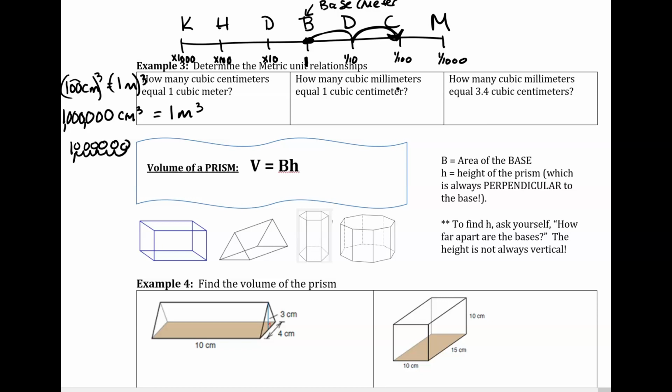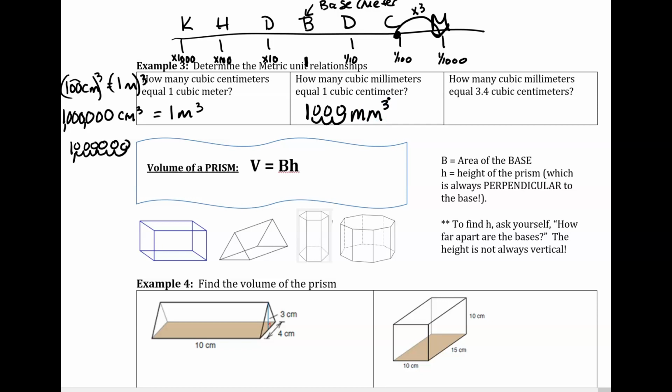For the second one, how many cubic millimeters equal 1 cubic centimeter? So you could put your pencil on centimeters. So let me see if I can erase this there. I'll just draw the line again. So let me identify, okay, so here's the centimeter. And if I wanted to go to millimeters, then I'm going to go to the right and I'm going to move my decimal 3 times, okay? So I'm going to write the number 1 and I'm going to move it 1, 2, 3 to the right, and I end up getting 1,000 cubic millimeters.